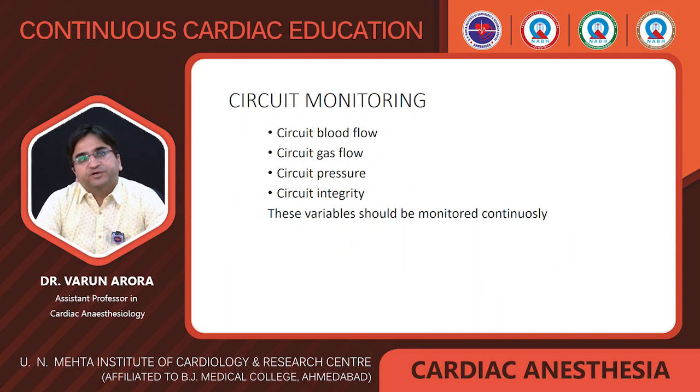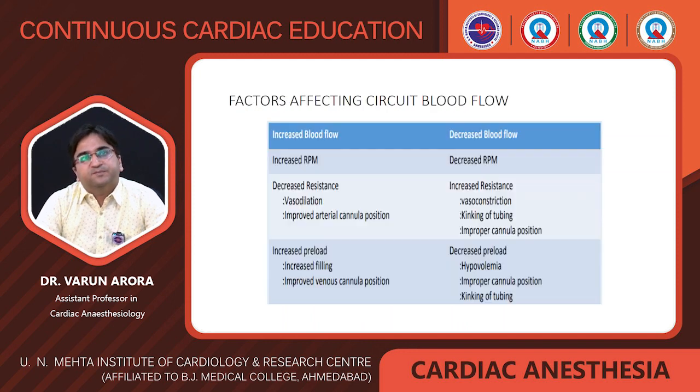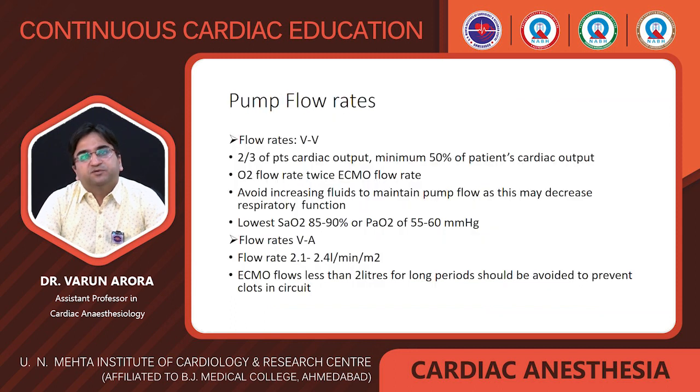Now coming to the circuit monitoring. Look for the circuit blood flow, circuit gas flow, circuit pressure, circuit integrity, and these variables should be monitored continuously. Now what are the factors affecting circuit blood flow? Increased blood flow either due to increased revolutions per minute or decreased resistance or increased preload, and decreased blood flow may be due to decreased revolutions per minute or increased resistance or decreased preload.